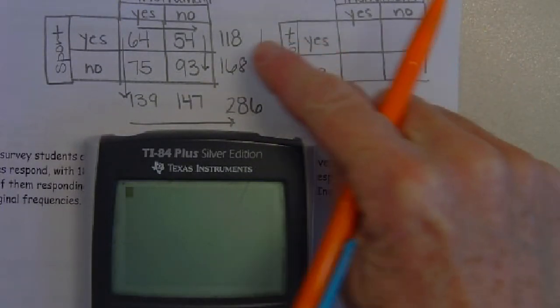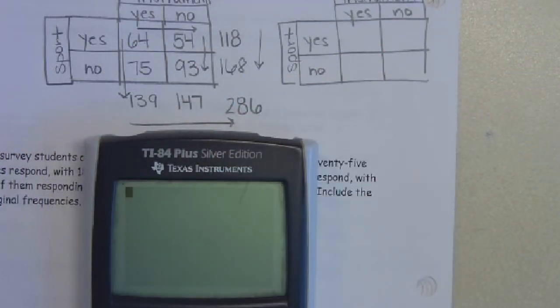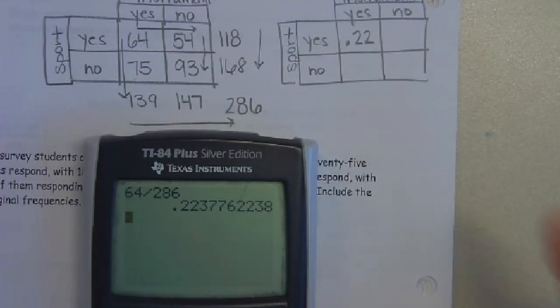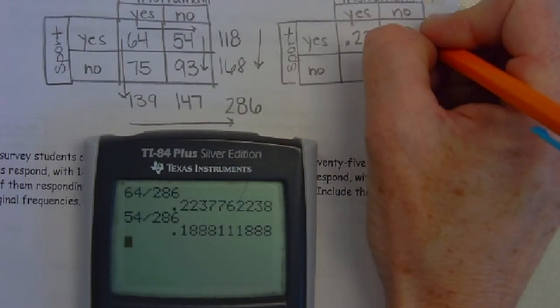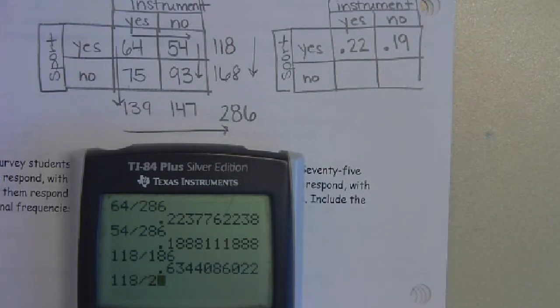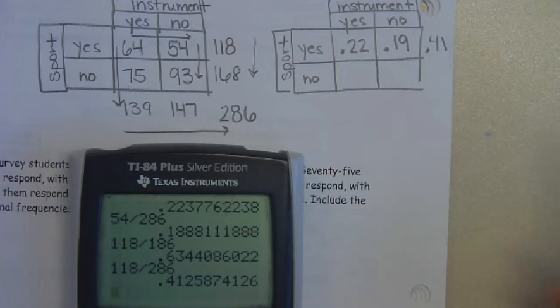Instead of putting 64 in here, you put its ratio based on its total. So if I go 64 divided by 286, that decimal is 0.22. Then I go 54 divided by 286, I get 0.19. I'm just rounding to two decimal places. I go 118 divided by 286, and I get 0.41. Here's the other thing you should notice: 0.22 plus 0.19 equals 0.41.